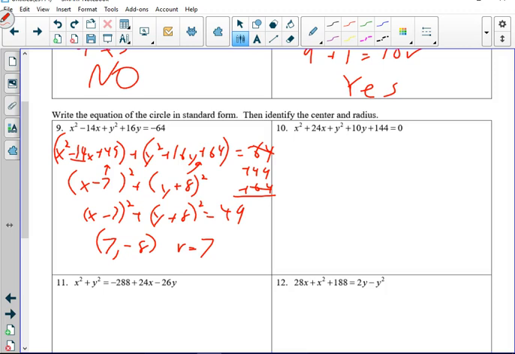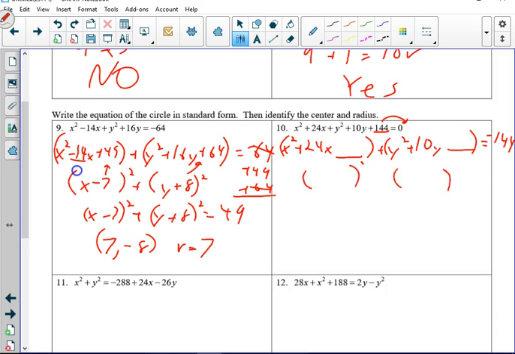We're just going the opposite direction. This one, don't forget, this bad boy needs to get moved over there also. x squared plus 24x, space, plus y squared plus 10y, space, equals negative 144. So again, I put parentheses underneath here. I'm going to square them. Take half of positive 24, square it.